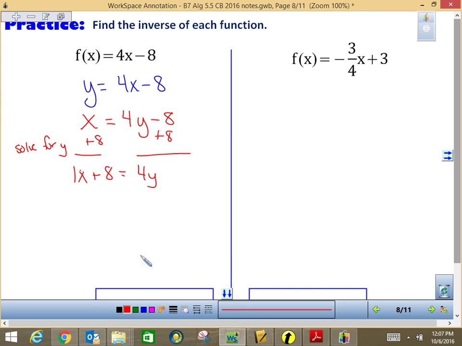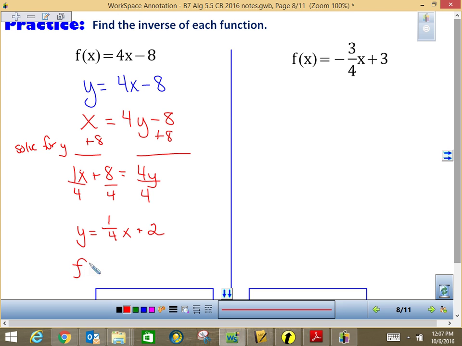Lauren, I'm solving for y. What do I want to do next? Divide by 4. And I'm dividing everything by 4. I know some of you like doing that one division line, but I want these both simplified. So I like to do them all like this. So y is equal to 1/4 x plus 2.